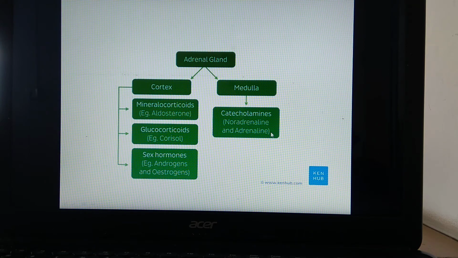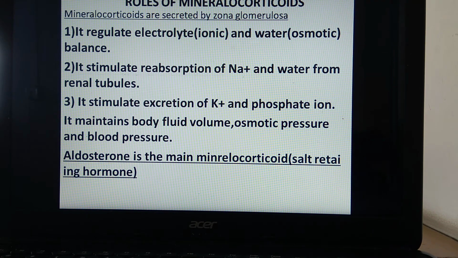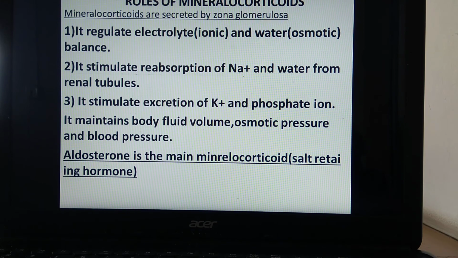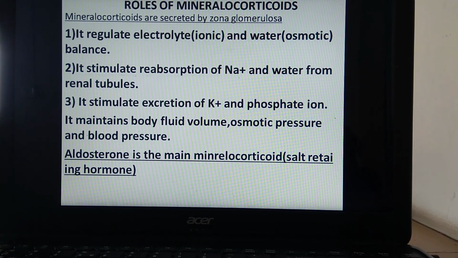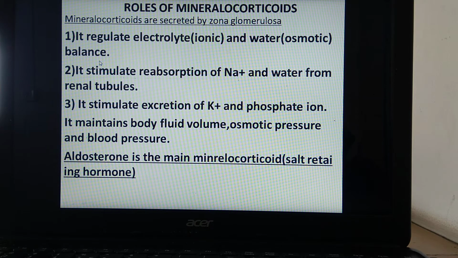Now we are going to see the functions of these different glands, that means different parts of the adrenal cortex. So, the role of mineralocorticoids. Mineralocorticoids are secreted by zona glomerulosa, as I already said. What are their functions? They regulate electrolyte and water balance. Electrolyte balance means the ionic balance, and water balance is for osmotic balance, to maintain homeostasis, that is the normal level of ions and the balance of water.